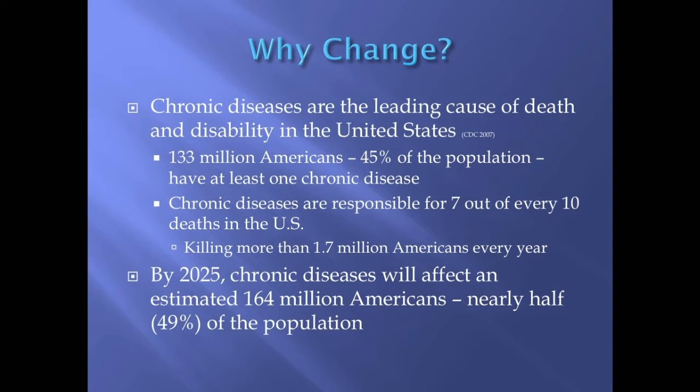Chronic diseases are the leading cause of death and disability in the United States. 133 million Americans, approximately 45% of the population, have at least one chronic disease. They are responsible for 7 out of every 10 deaths in the U.S., killing more than 1.7 million Americans every year. By 2025, half of our population, 164 million Americans, will be affected by a chronic disease.